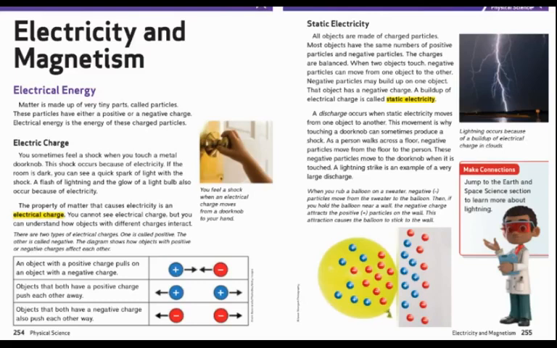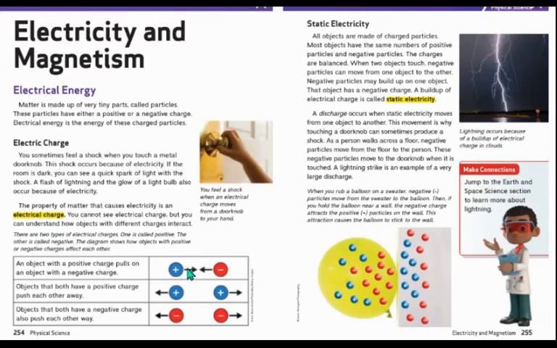So as it explained, you can't see electrical charge. So they're using this diagram to demonstrate what electrical charge does. To help us understand, they are demonstrating positive and negative charges with these circles, using red circles with the minus sign inside of them.